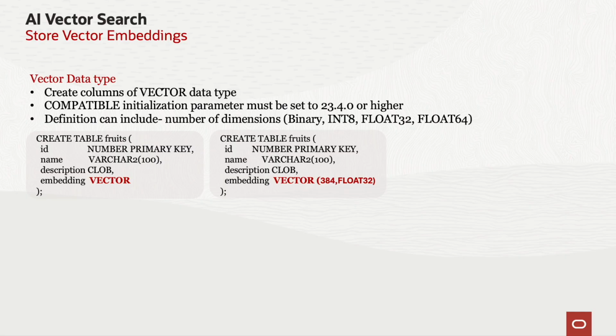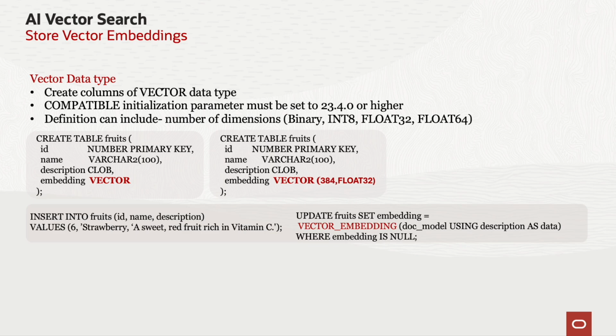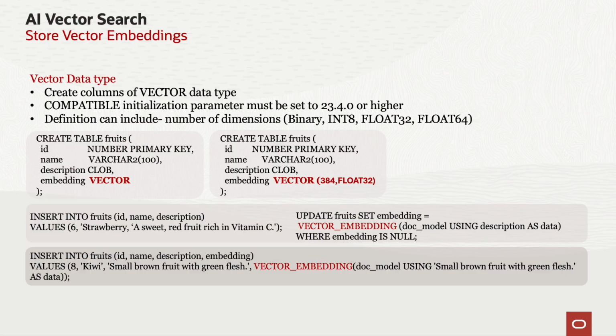Next, we insert sample fruit-related data, initially leaving the vector column empty. Once the data is in place, we update the fruits table to generate and populate vector embeddings using the AI model, storing them directly in the Oracle AI Database. Next, we show how you can populate the data along with the vector embeddings in a single step directly at insert time.